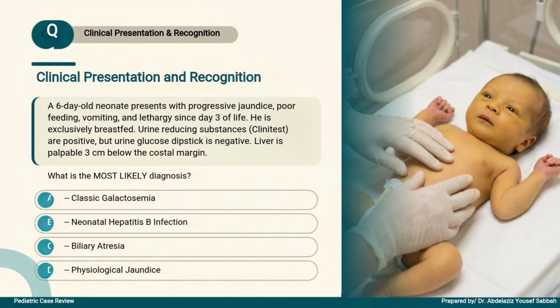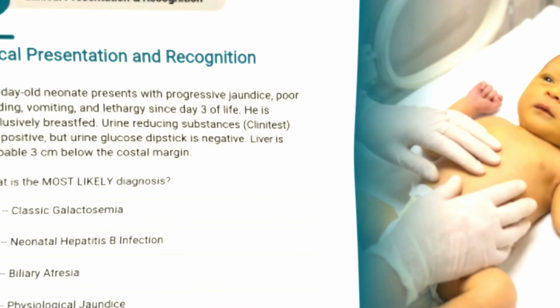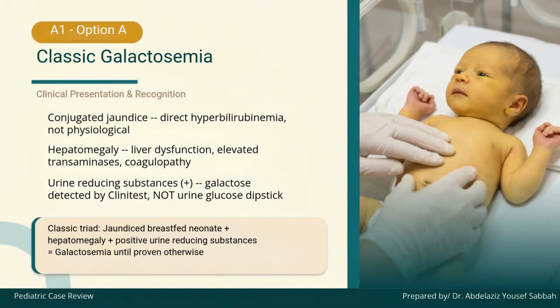Option A, classic galactosemia. Option B, neonatal hepatitis B infection. Option C, biliary atresia. Option D, physiological jaundice. The correct answer is option A, classic galactosemia. The key clue is the dissociation between positive urine-reducing substances and a negative glucose dipstick.